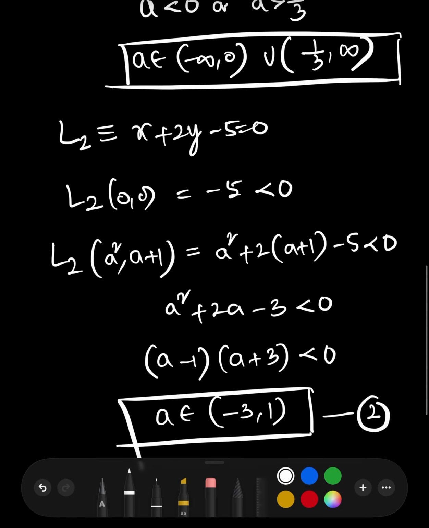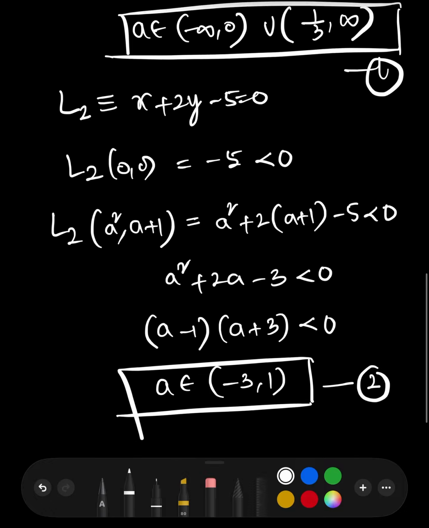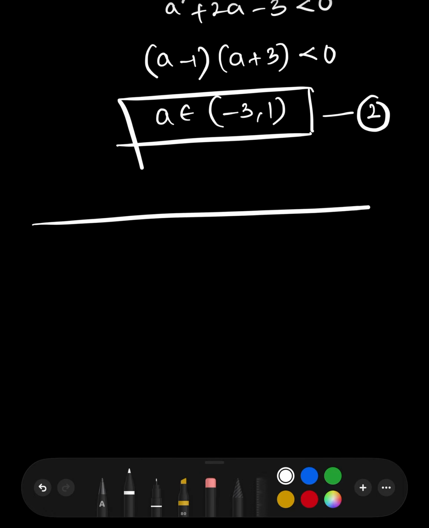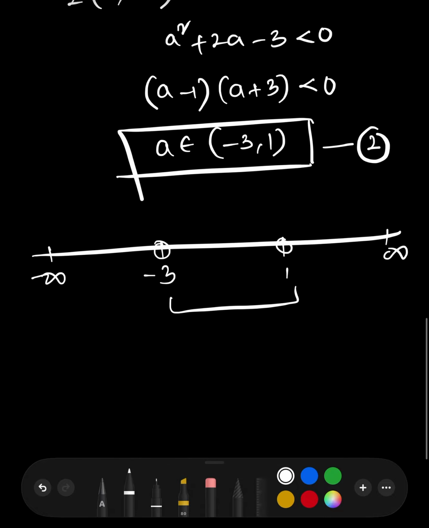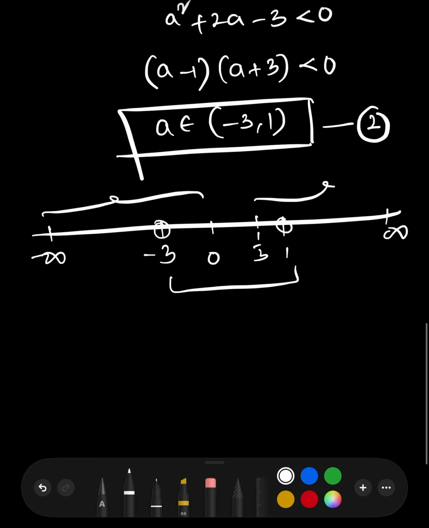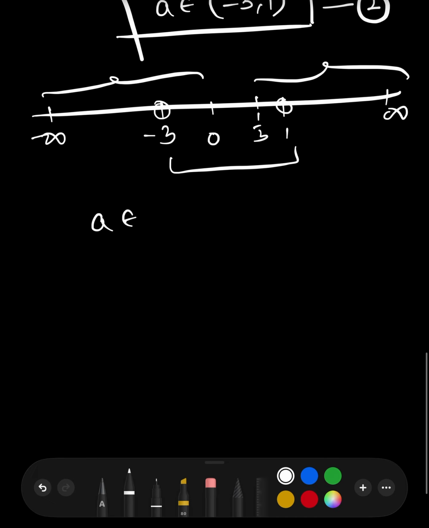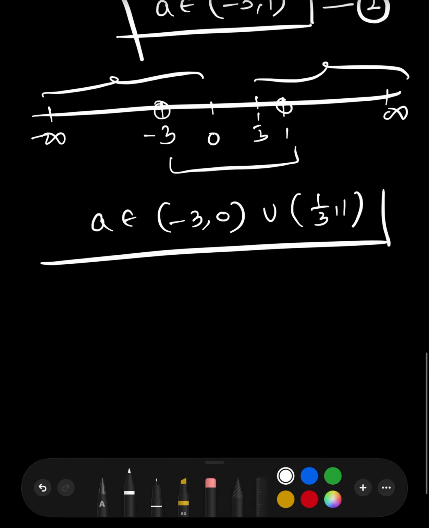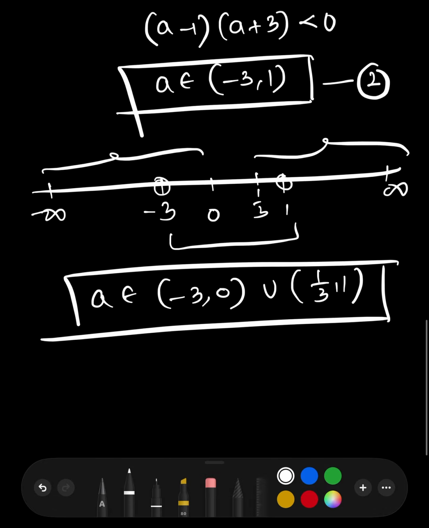Now, taking the first and second conditions on the number line, the second is minus 3 to 1, and the first is minus infinity to 0 and 1 by 3 to infinity. Taking the common region, clearly a belongs to (minus 3, 0) union (1 by 3, 1). This is the final answer. Thank you.